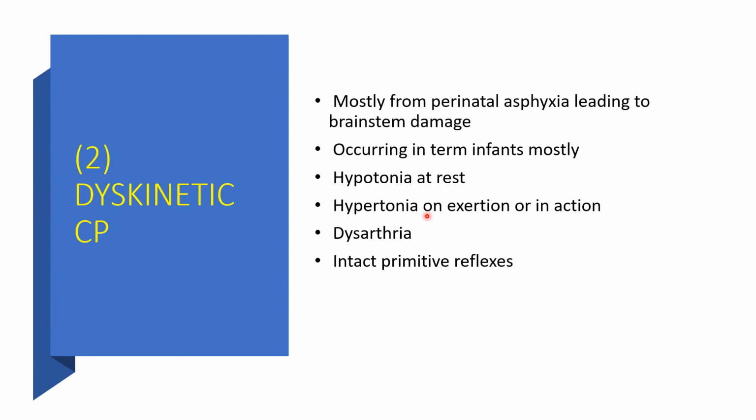Now, moving to the second type of cerebral palsy, which is dyskinetic cerebral palsy. This is mostly from perinatal asphyxia leading to brainstem damage. It's going to be occurring in term infants, and here we'll be dealing with hypotonia at rest. There'll be hypertonia on exertion or when there's an action. They will have dysarthria, and the primitive reflexes will be intact.